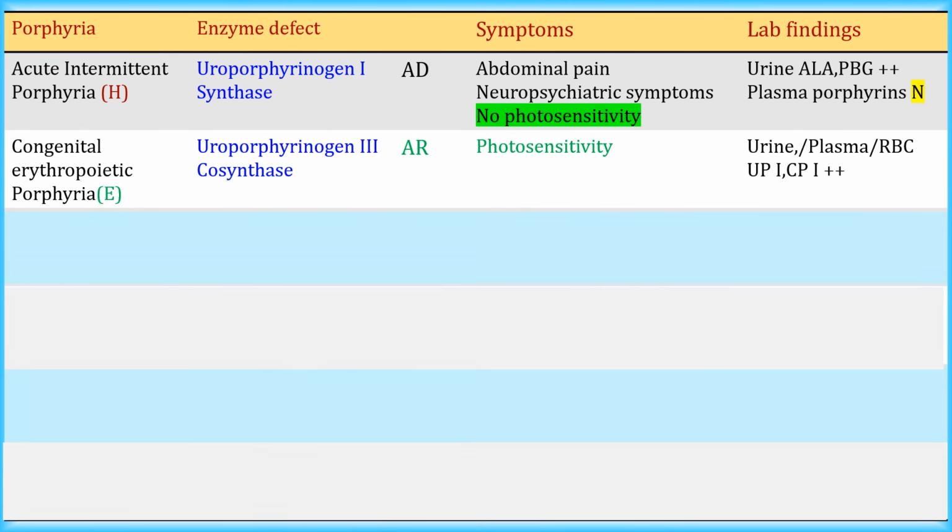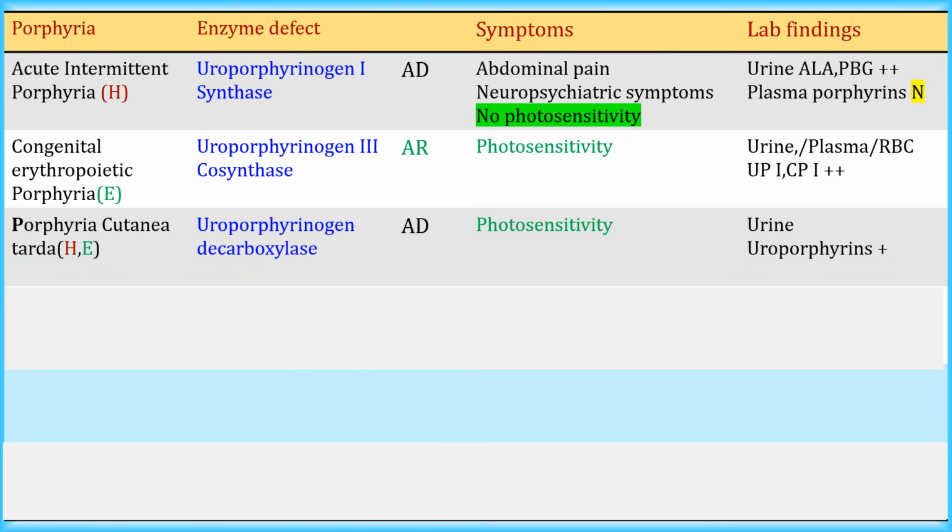Second is congenital erythropoietic porphyria. It is a type of erythropoietic porphyria. It occurs due to a defect in uroporphyrinogen III cosynthase. It is an autosomal recessive condition and it is associated with photosensitivity. Laboratory findings show presence of uroporphyrin I and coproporphyrin I in urine, plasma and RBCs.